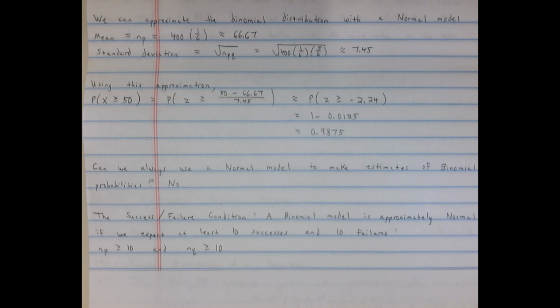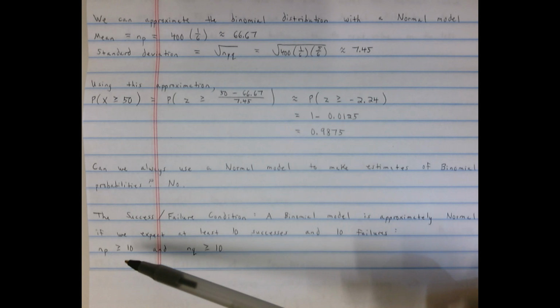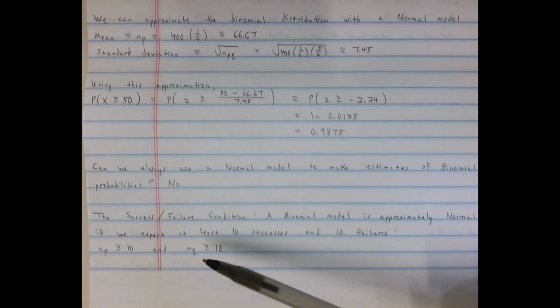The question is, can we always use a normal model to make estimates of binomial probabilities? The answer is no. We need enough trials, so we need to verify this success-failure condition. A binomial model is approximately normal if we expect at least 10 successes and 10 failures. In other words, we need to check that np is at least 10 and nq is at least 10.